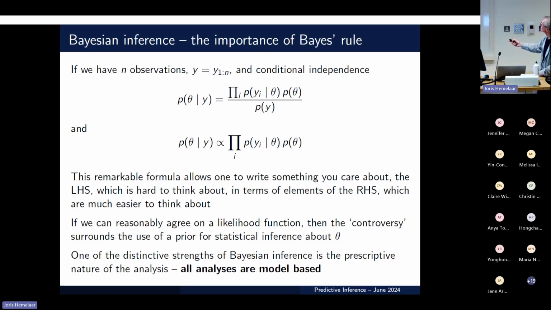And then you just multiply that by everything you know about the prior probability. Most people can agree on a likelihood function, the sampling distribution for the data if you knew the parameters. And so the controversy normally sits around the use of the prior. The other thing to note is that in Bayesian inference, everything you do is model based. Everything that we do in Bayesian inference, as opposed to non-Bayesian inference, uses predictive models.